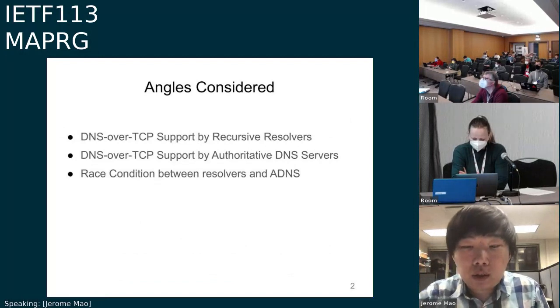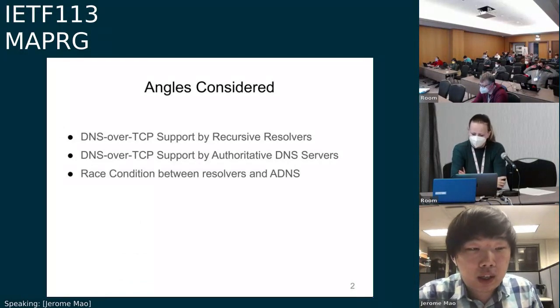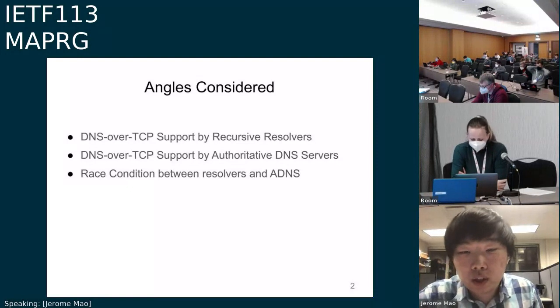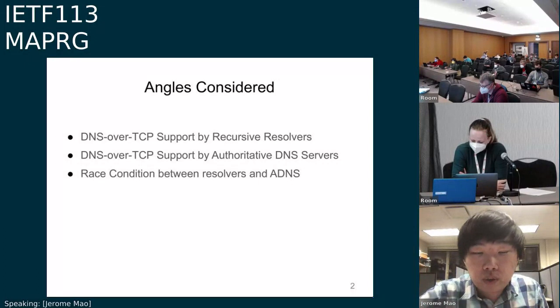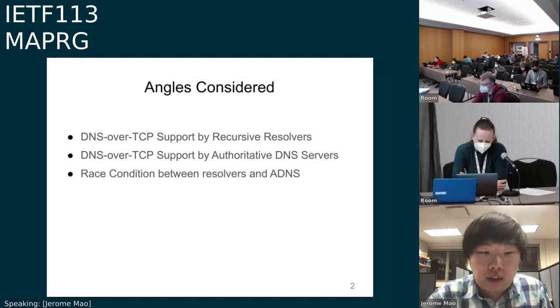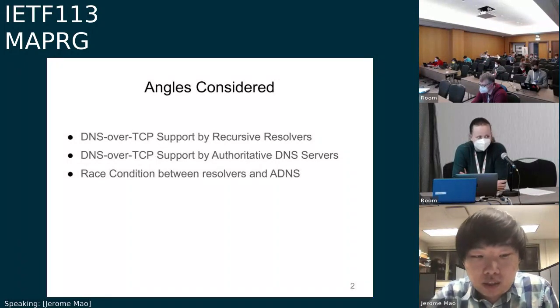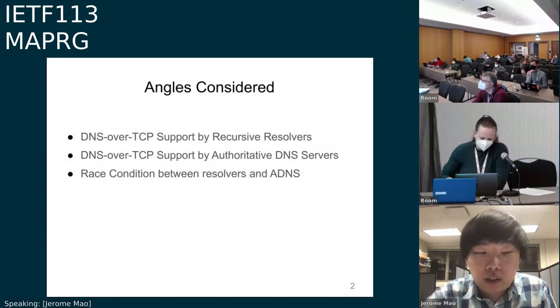So here are the topics we're going to cover today. We're going to look at the DNS over TCP support on 2 sides of the DNS infrastructure, the recursive resolver side and the authoritative DNS server side. We focus on the support on those 2 sides because they are where we can directly associate the TCP support behaviors to the actors that are responsible for them. And at the end of the talk, I'll briefly discuss the race condition between the recursive resolvers and authoritative DNS servers in DNS over TCP.